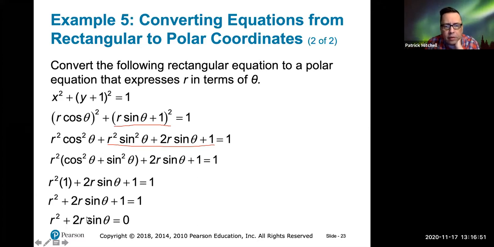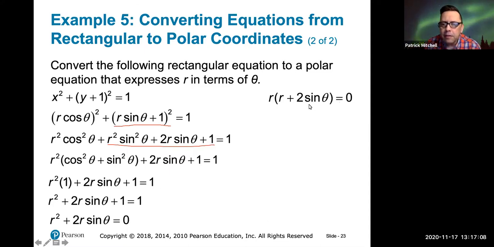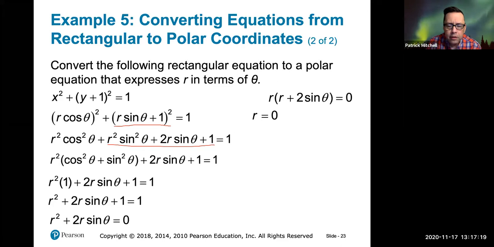So we're almost there, okay? What we're gonna do now is factor r out of this left-hand side of the equation. That gives us r times (r plus 2 sine theta) equals 0. And that means either r equals 0. r equals 0 is just a description of the pole. It's a single point, okay? So we might be able to disregard that.